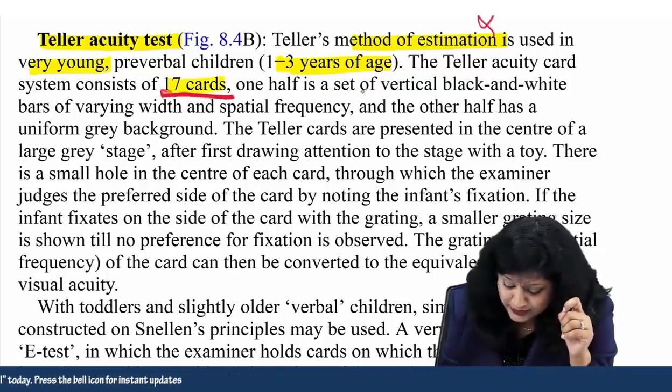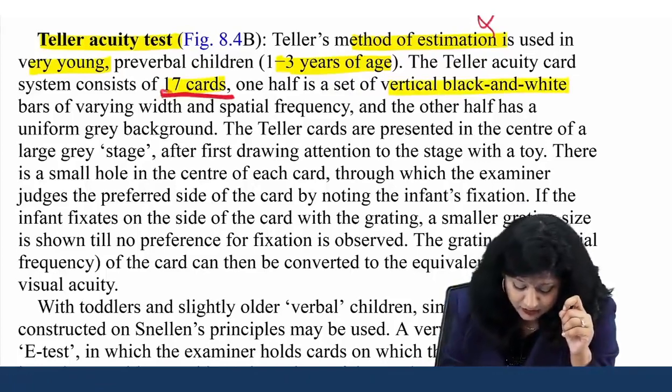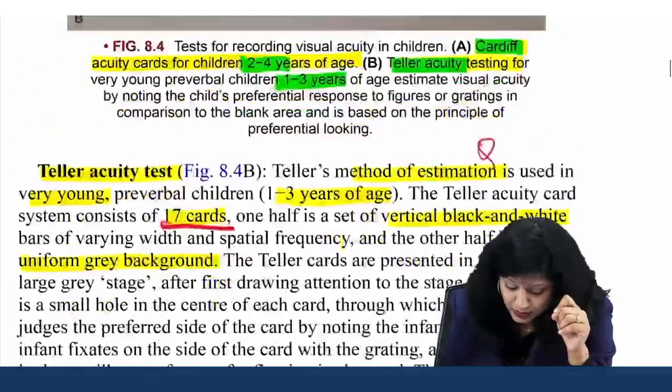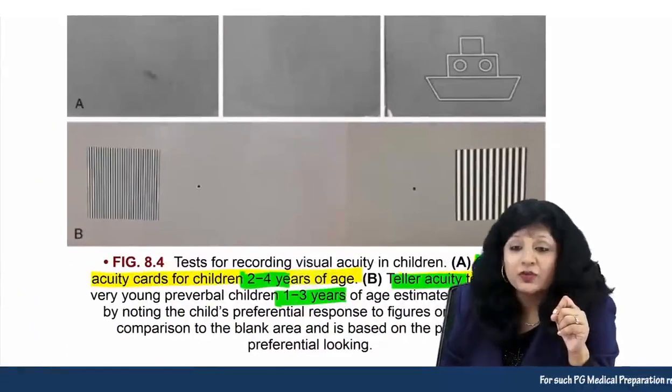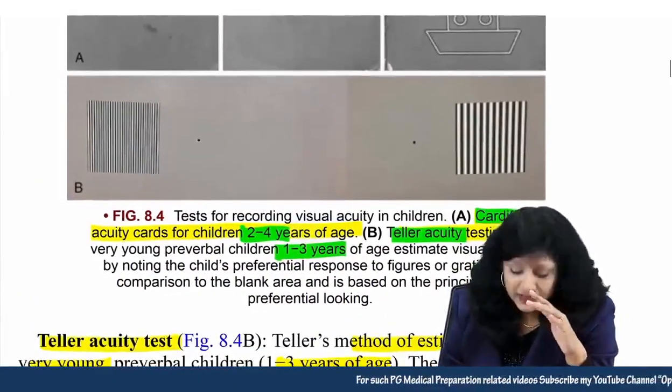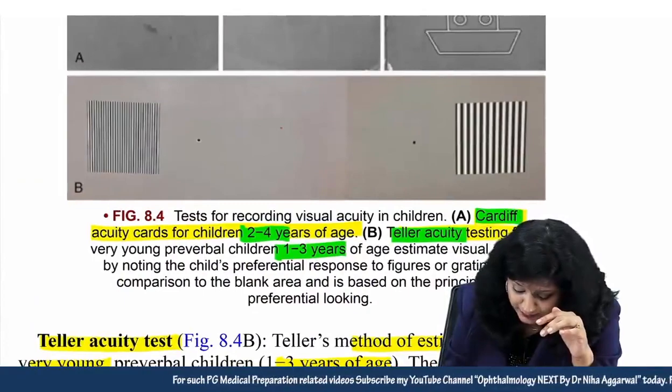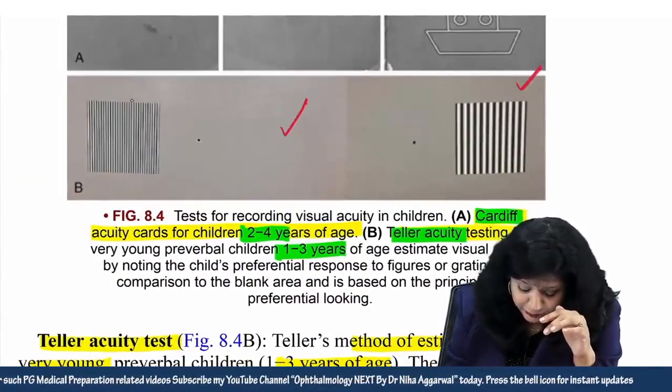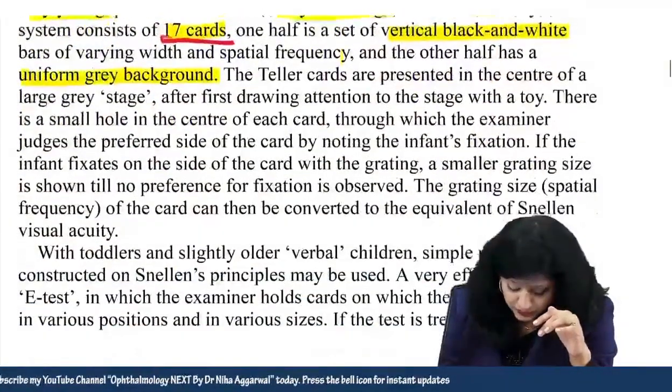One half is a set of vertical black and white stripes of varying width and spatial frequency, the other is a uniform gray background. So if you see here, we are using two kinds of charts. One is your gray background. Another, they are using the different widths of black and white strips. So they are using something like this.